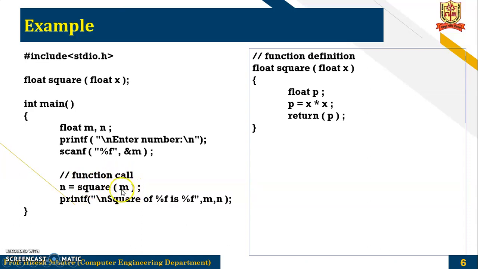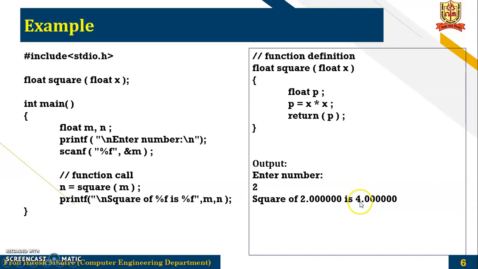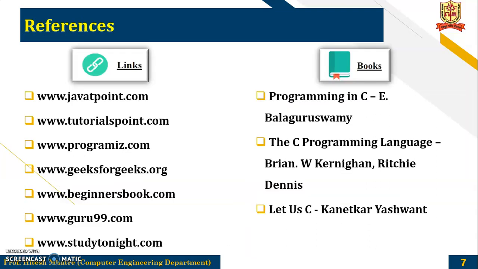The value of m is passed to square, and it will be assigned to x. Then x multiplied by x will be the value returned by square to p. That will be returned and stored in the n value, and then it will display the square of, say, the entered number 2. So the square of 2 is 4. Since we have used a float, that's why we are getting the result as a decimal number. So this is an example of a function.